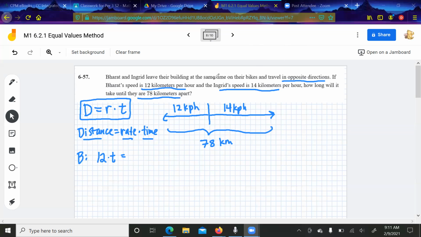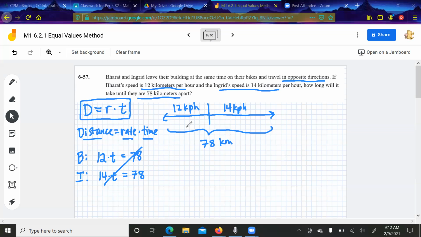Go backwards, 78. So I put the distance over here. Distance equals rate times time. For Ingrid, she is going 14 kilometers, so 14 times her time, and we want to know how long it is going to take for her to go 78. But really, she's not going 78, it's 78 total. Okay, so we're going to do this problem a little differently. That's not actually going to get us where we need to go.